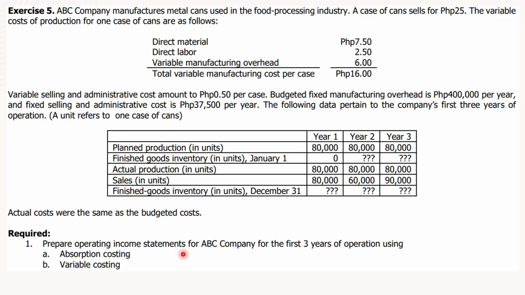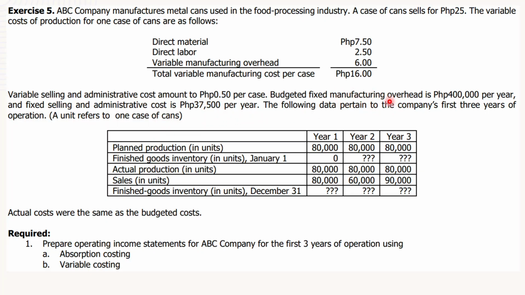Okay, so let us now resume. Again, you just need to answer the portion pertaining to absorption costing first, and then to follow the rest. ABC company manufactures metal cans used in the food processing industry. A case of cans sells for 25 pesos. The variable cost of production for one case of cans are as follows. Variable selling and admin costs amount to 0.50 per case.